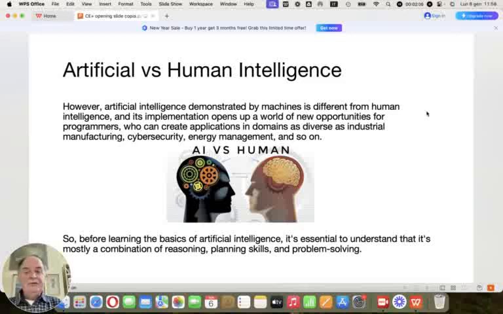However, artificial intelligence demonstrated by machines is different from human intelligence, and its implementation opens up a world of new opportunities for programmers who can create applications in domains as diverse as industrial manufacturing, cybersecurity, energy management, and so on. So, before learning the basics of artificial intelligence, it's essential to understand that it's mostly a combination of reasoning, planning skills, and problem solving.